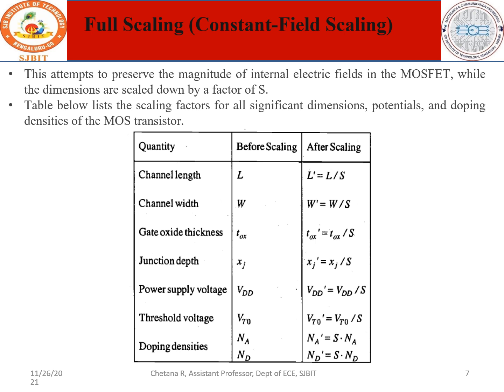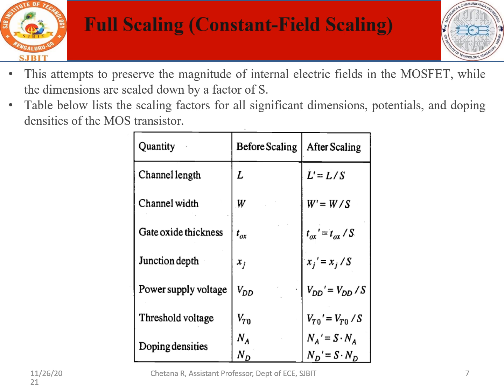Now we find out the difference between constant field scaling and constant voltage scaling. Priorly we are considering the constant field scaling. This attempts to preserve the magnitude of internal electric fields in the MOSFET while the dimensions are scaled down by a factor of S. So always in constant field scaling, the dimensions are scaled down by S, and the purpose of S is to retain the magnitude of the electric field. So the dimensions are only scaled by S. Rest all are multiplied by S.